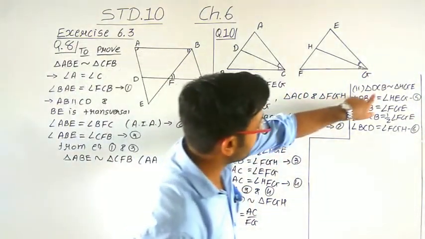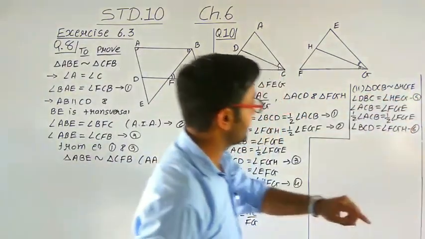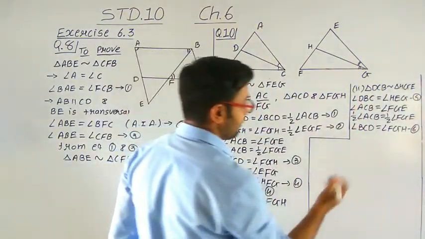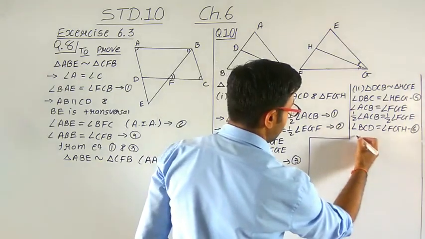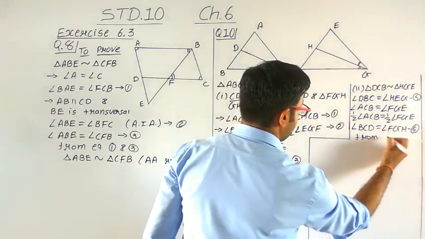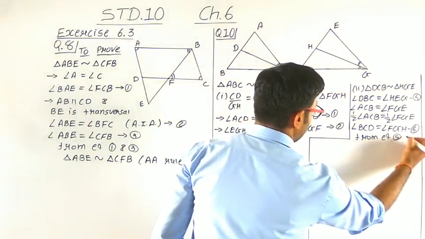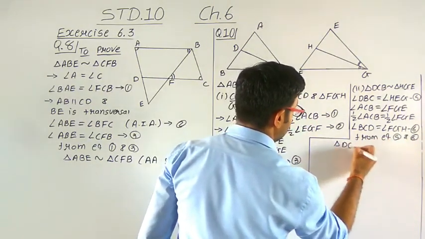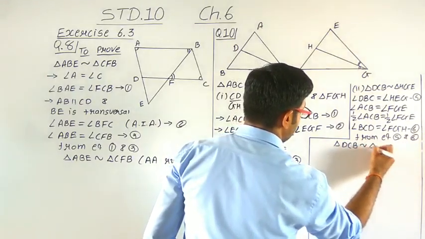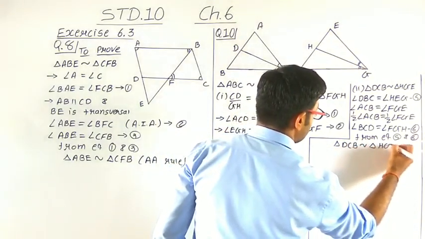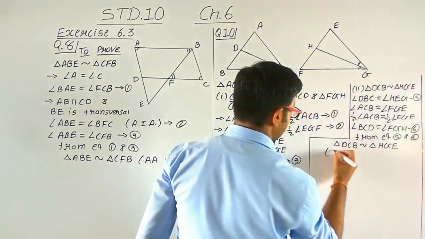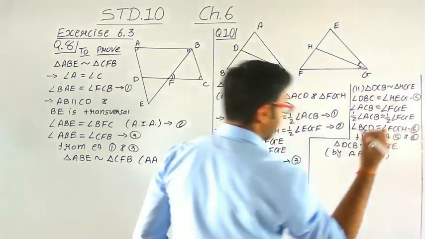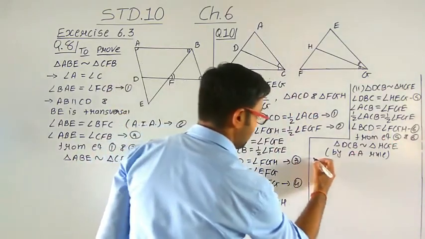So in these two triangles, BCD and HGE, two angles are equal. So from equation number 5 and 6, we can write down that triangle BCD is similar to triangle HGE, right? By the angle rule. So this is the second thing that we have to prove.